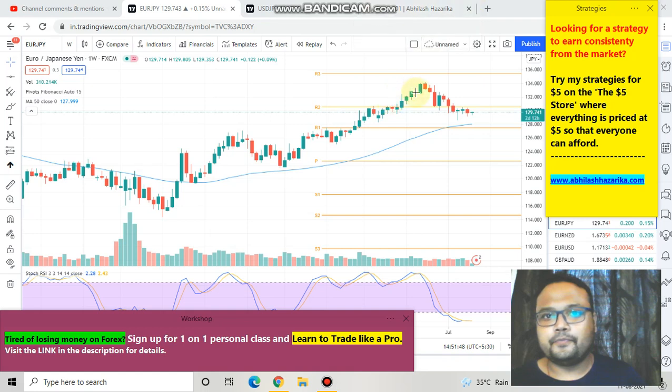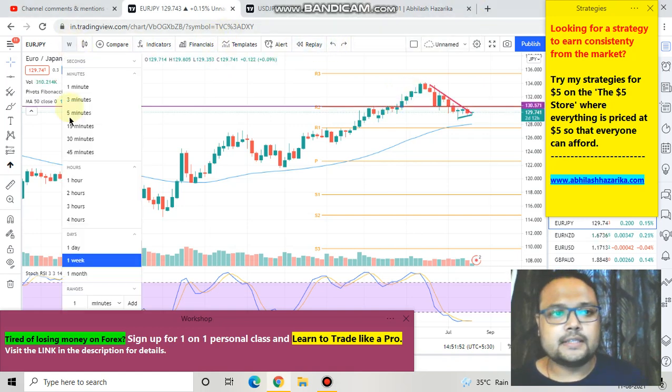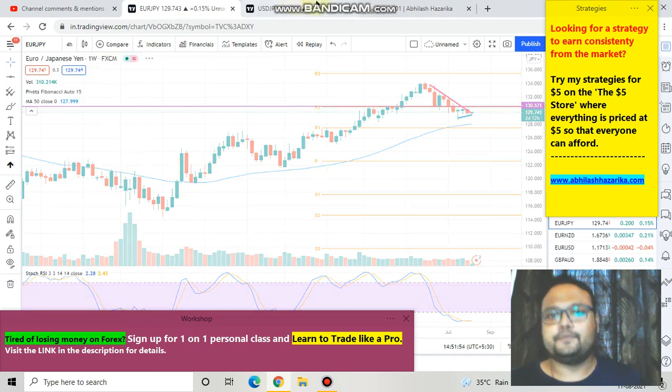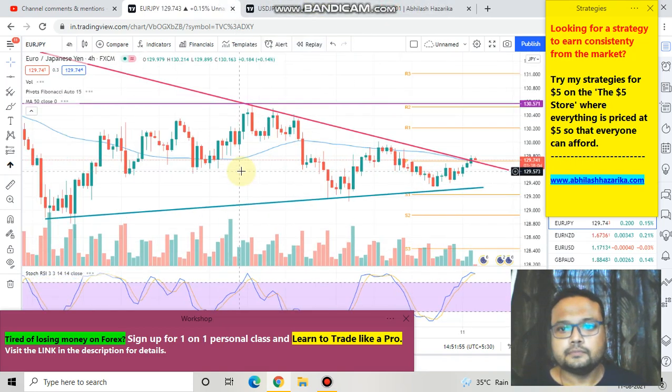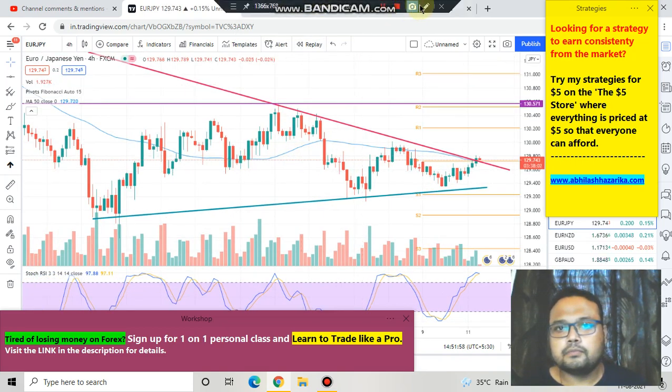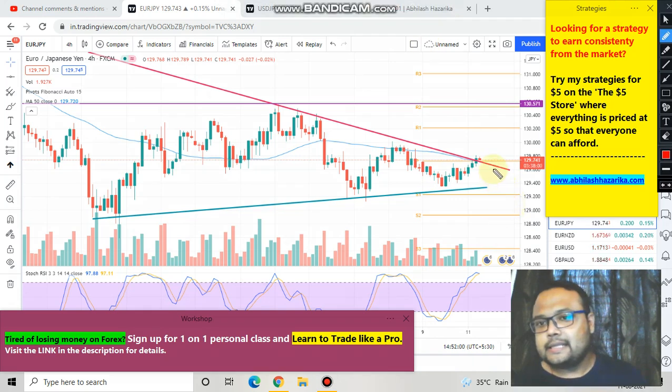So let's go to the 4-hour chart back again, and let's see what should be our strategy. Right now, as you can clearly see, the market does not have the strength here to go up. Therefore, buying here is not a good decision. Buying here is not at all a good decision.